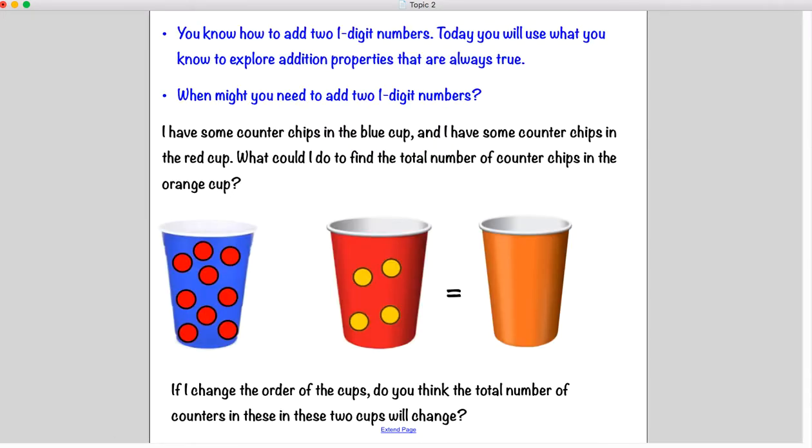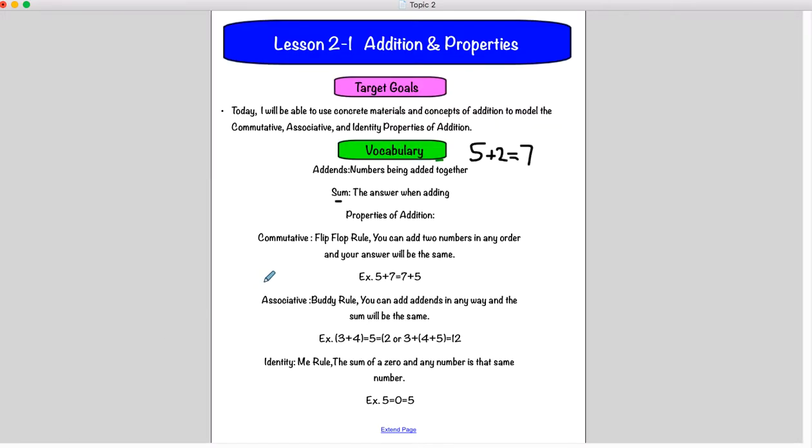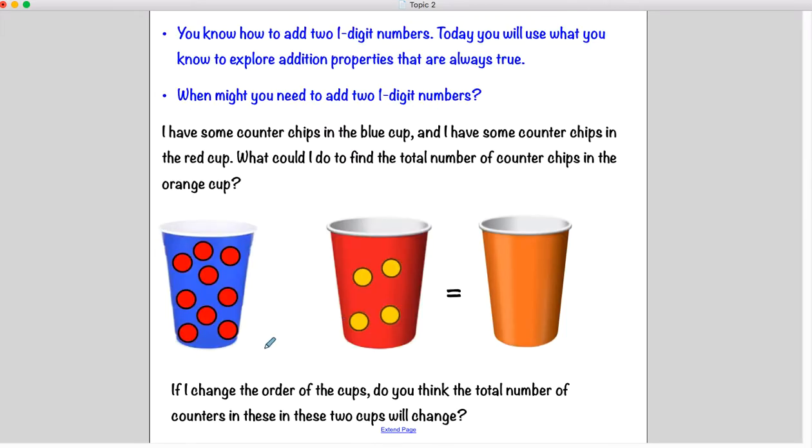The first property that we're going to talk about is going to be the commutative property, which I like to call the flip-flop rule. Okay, you guys know how to add two one-digit numbers. All right, so you'll notice that I have some counter chips in a blue cup and I have some counter chips in a red cup. What could I do to find the total number of chips in the orange cup?